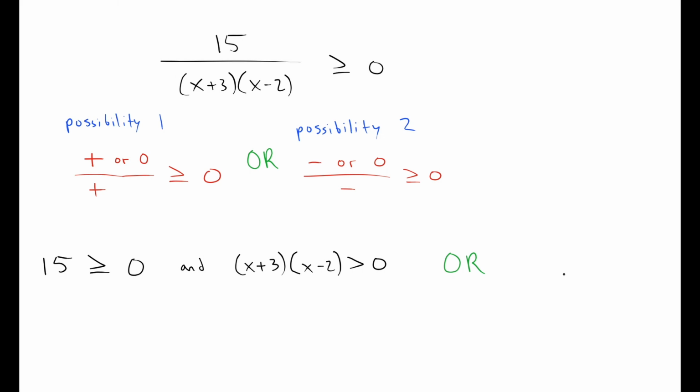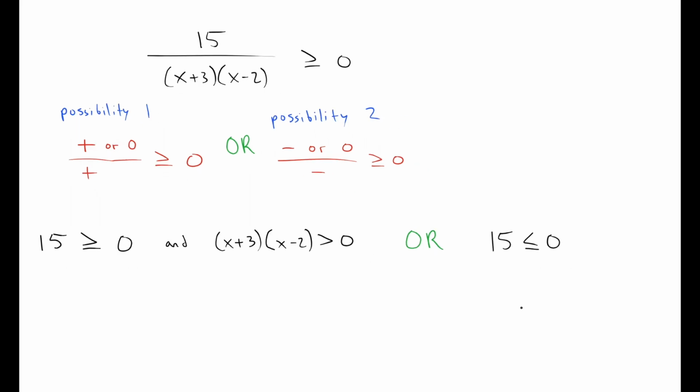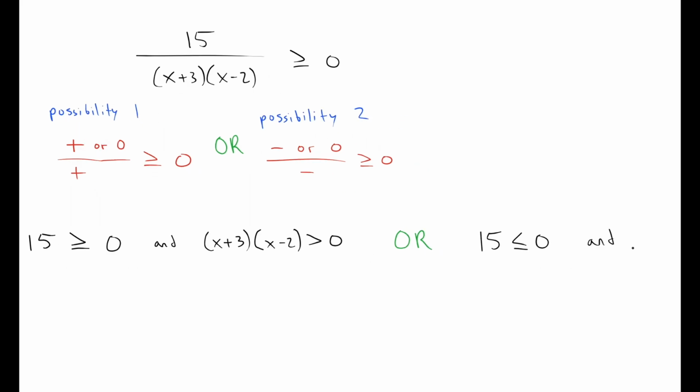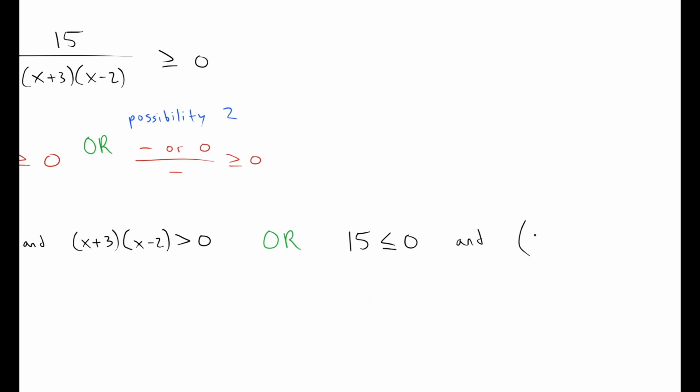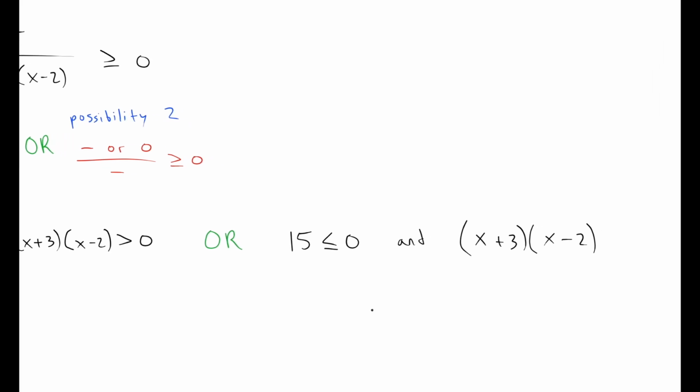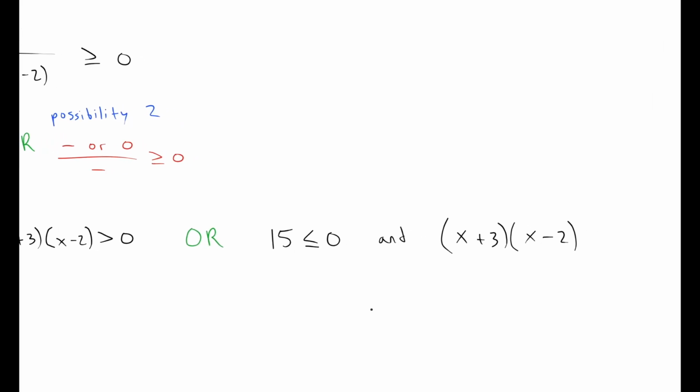So now we could have it where our numerator is negative or 0, and the denominator must be negative. Now keep in mind that in this case, it's clear that the numerator is not less than 0. But I'm just showing the steps of how you would do this in case you had a numerator that wasn't just 15.